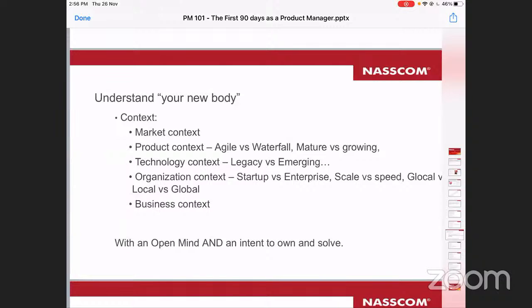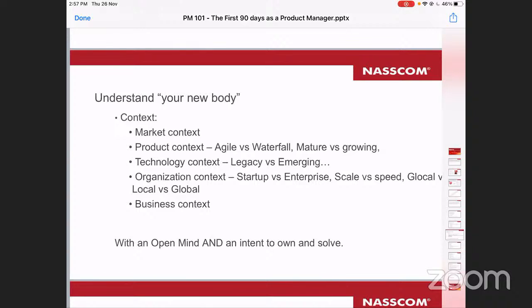Product context. We already spoke about the product being at the heart of it. Apart from understanding what the product features, priorities, or the roadmap are, which is very key, a few more things you need to understand: is the product mature? Is the product in a growing space, or is the product just starting, in a concept or ideation stage? Very key to understand, because then your behavior will change, the way you operate and the way your teams operate would change. Is the product following an agile life cycle or a waterfall life cycle? Very, very key to understand that.